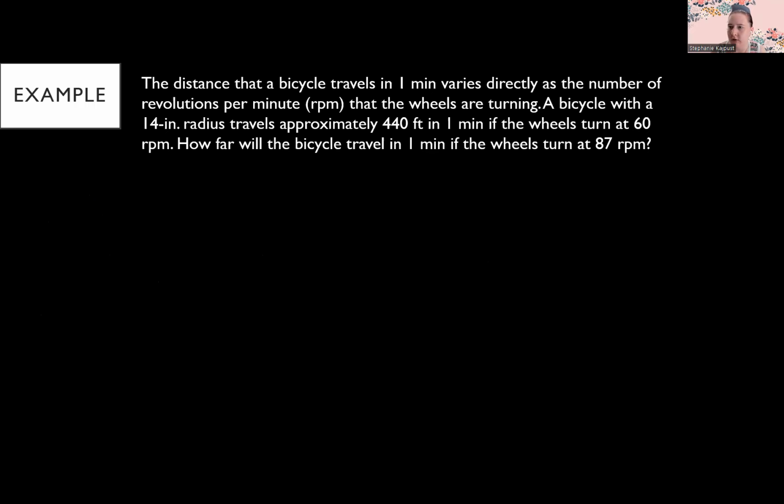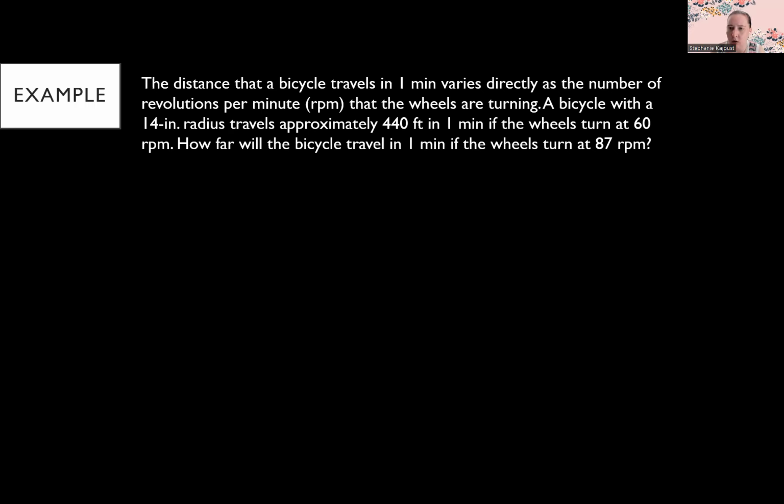So here's another one. The distance that a bicycle travels in 1 minute varies directly as the number of revolutions per minute that the wheels are turning. So this sentence is giving us the model. A bicycle with a 14-inch radius travels approximately 440 feet in 1 minute if the wheels turn at 60 RPM. That second sentence is giving us the information to find k. And then the third sentence here is actually a question. How far will the bicycle travel in 1 minute if the wheels turn at 87 RPM?